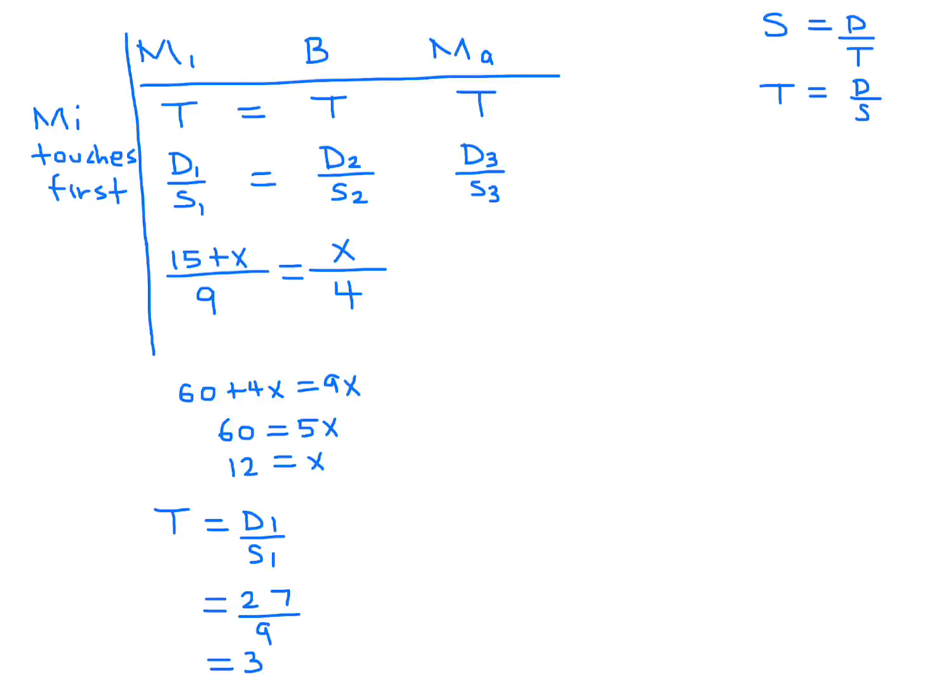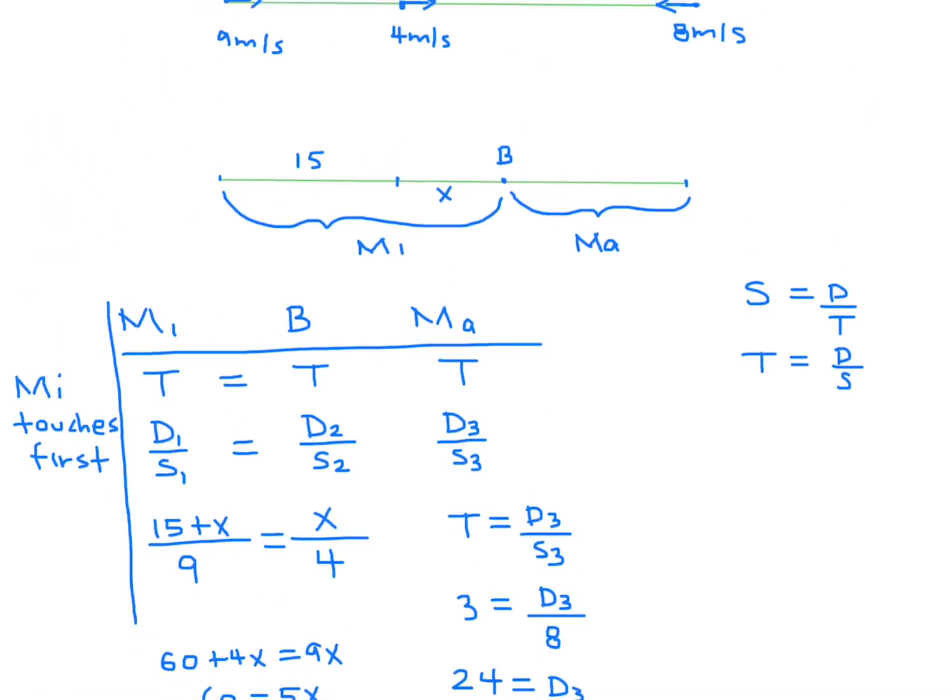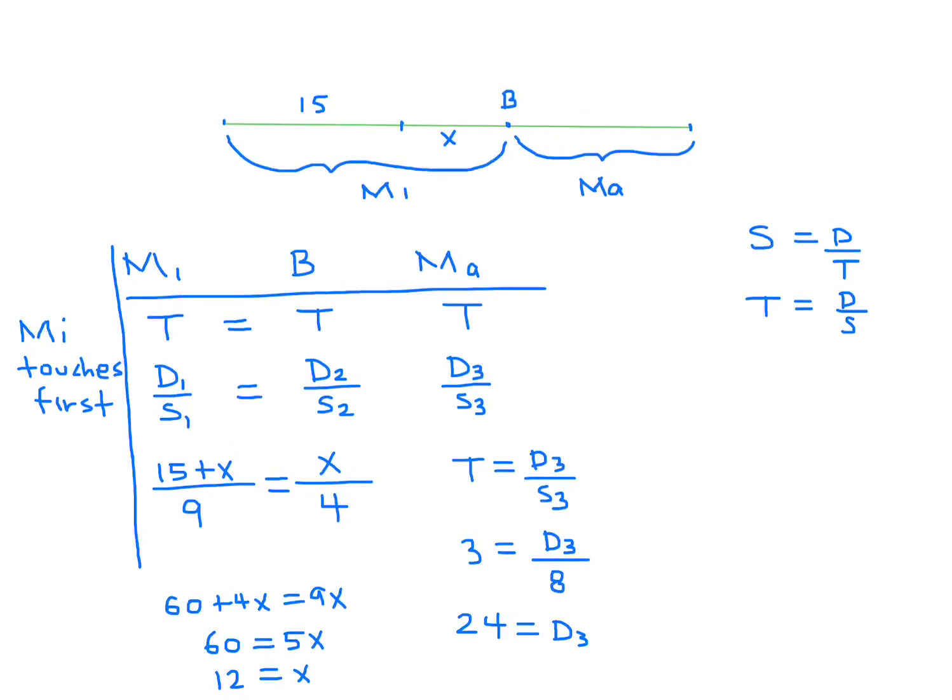All right, that's very helpful because now we can turn our attention to Marcos. Marcos, his time is d3 over s3. Now 3 seconds has gone by in this scenario, so we can put 3 here. And then we can use his speed, if you remember was 8 meters per second, to figure out how much he traveled, his distance. And therefore d3 is 24. Now let's go back and see if 24 makes sense. X we figured out was 12, right?